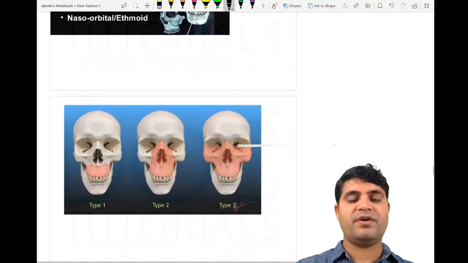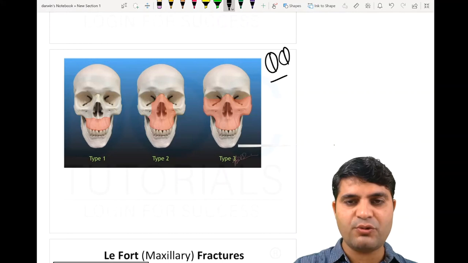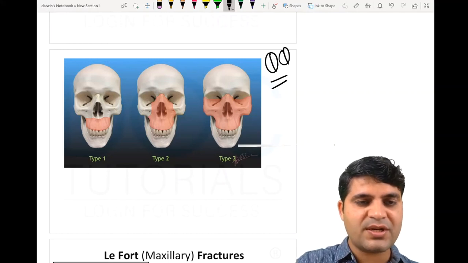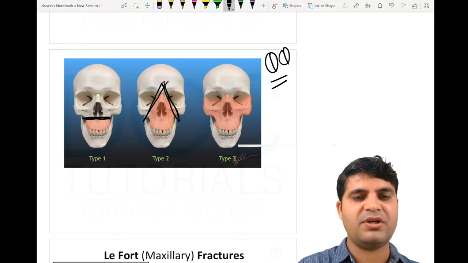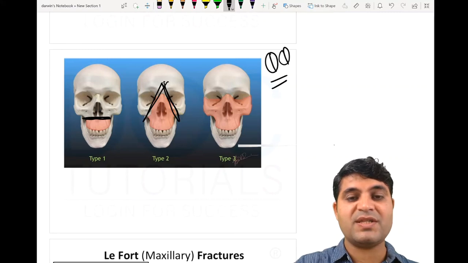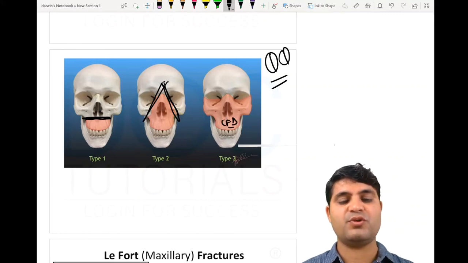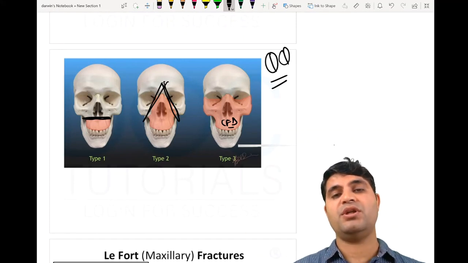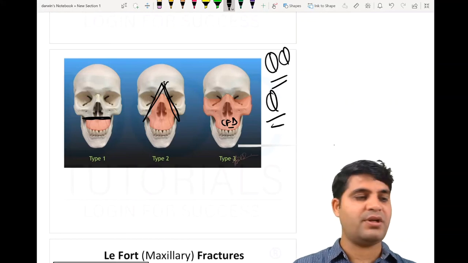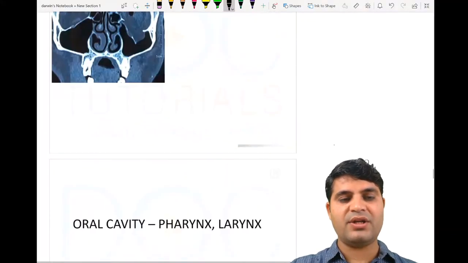Yes, this is very, very important, these fracture lines. So this slide is very important. You can see here, this is known as transverse fracture. This is known as pyramidal fracture, and this is known as craniofacial disjunction. So spend some time in reading Le Fort fracture. I expect this question in your exams, very important. Clear? So this is end of our rhinology also.